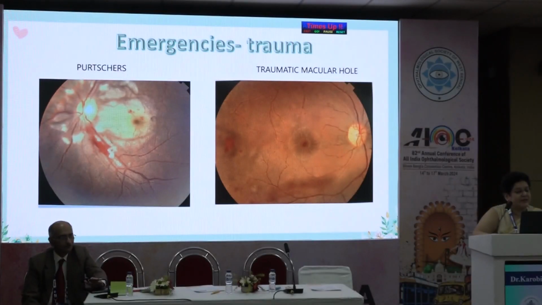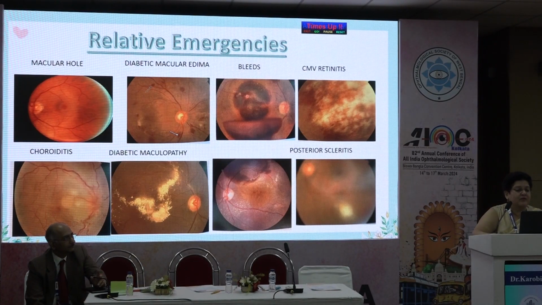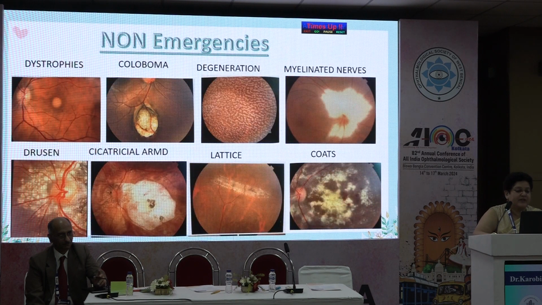Then punctures, injury, traumatic macular holes. And relative emergencies, again a macular hole, where the patient will complain of a black scotoma, diabetic macular edema, bleeds anywhere, especially involving the macula, CMV retinitis, choroiditis, and posterior scleritis, where it is hazy and you see a yellow region over there.